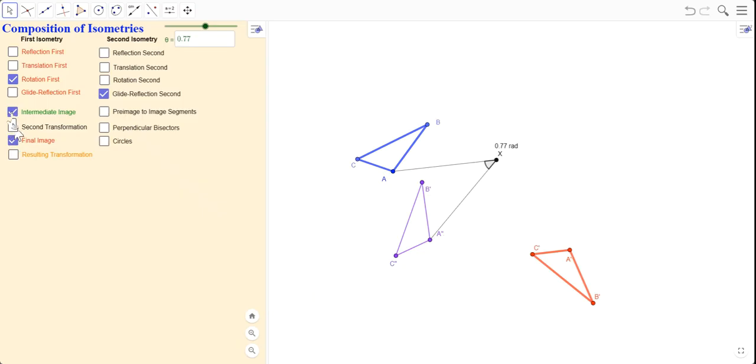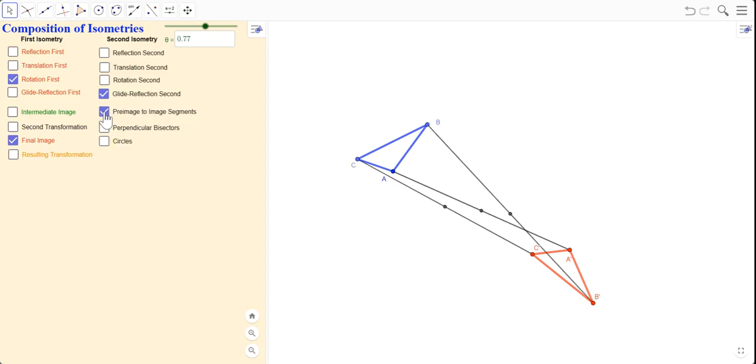So let's see here. Now the question is, how do we get from here to here in one single transformation? Well, a rotation is even, a glide reflection is odd. So we're going to get an odd isometry here. That would either be a reflection or a glide reflection. I think it's pretty clear in this case we're going to get a glide reflection.